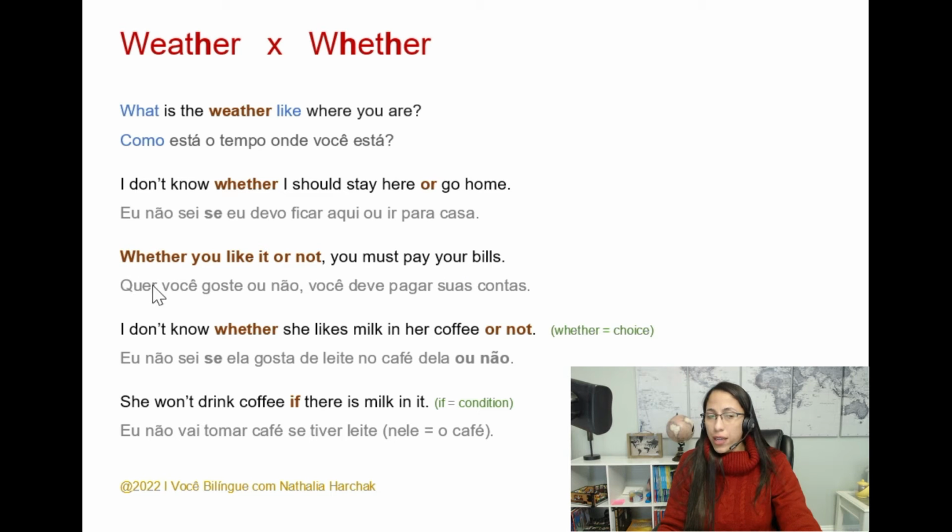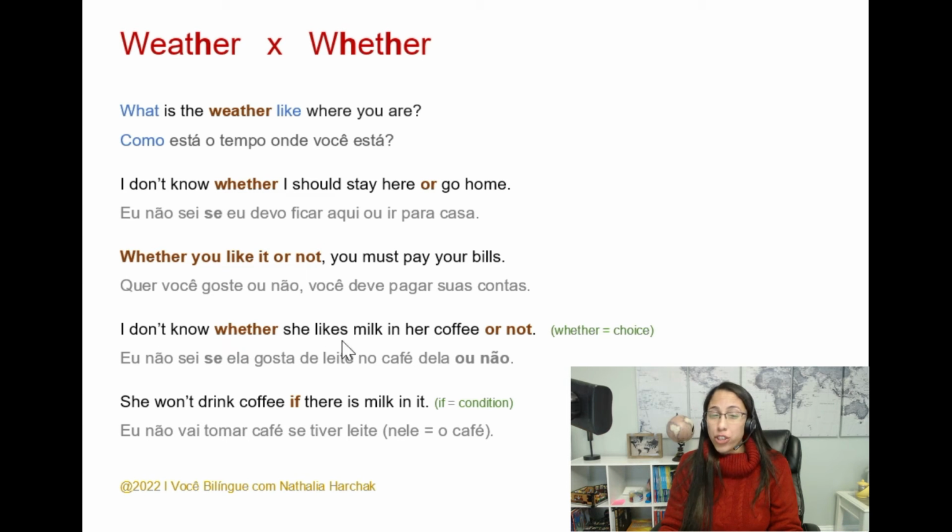So whenever you see a phrase like this, something that you cannot separate, this is called a chunk. All right, so it's very common to hear people saying, whether you like it or not, you must do your homework. Whether you like it or not, you must graduate from high school if you want to have a decent job, and so on. So you don't have a choice, okay?